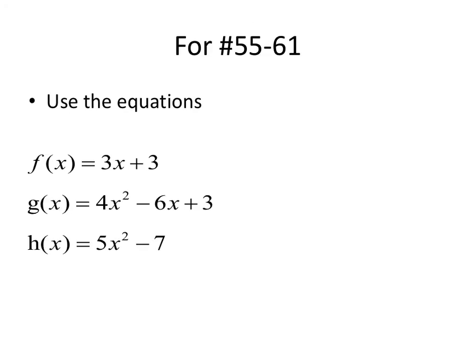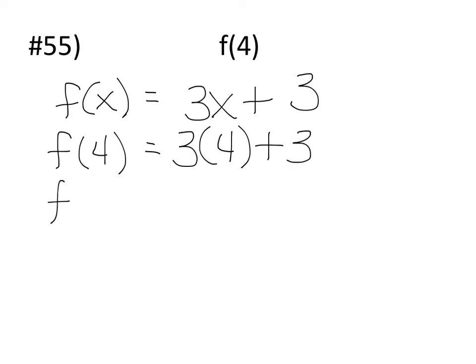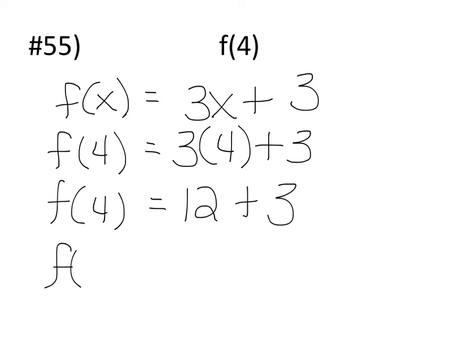Alright, for 55 to 61, you're going to plug into these 3 equations, f of x, g of x, and h of x. So 55, f of 4. We're going to use the equation for f of x, which was f of x is equal to 3x plus 3. And they want to know what f of 4 is. So just write it underneath. What did I change? I changed the x to a 4. So everywhere there's an x, I'm going to put a 4. So f of 4 is 3 times 4, which is 12, plus 3. So f of 4 is 15.